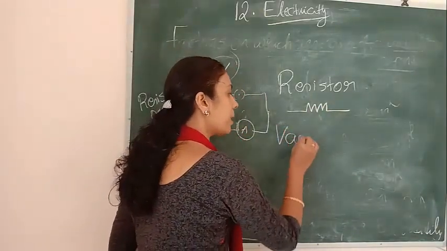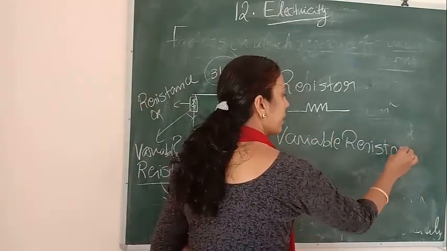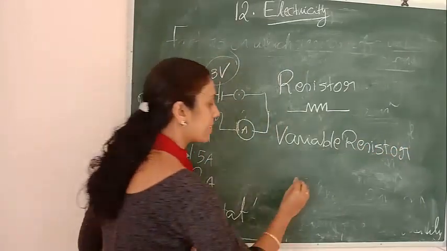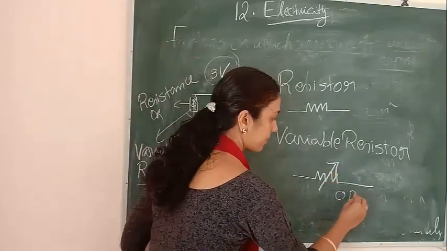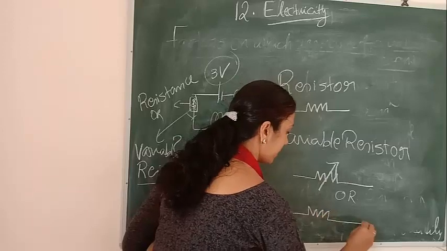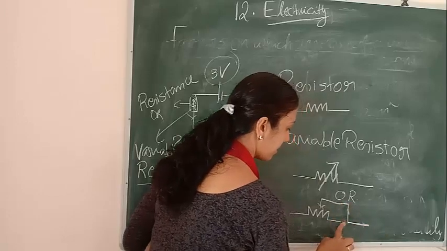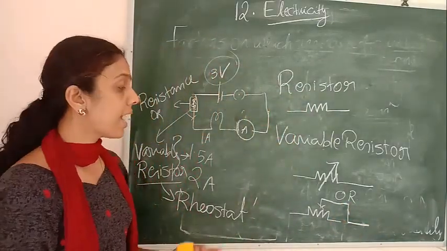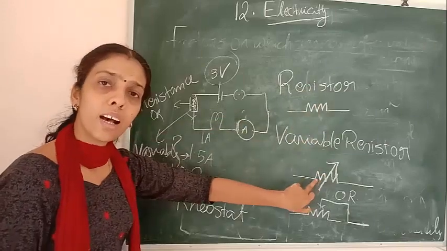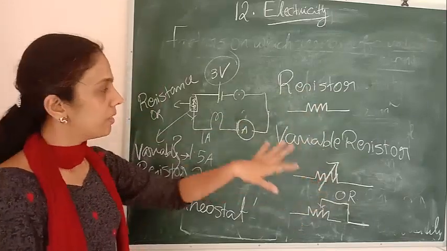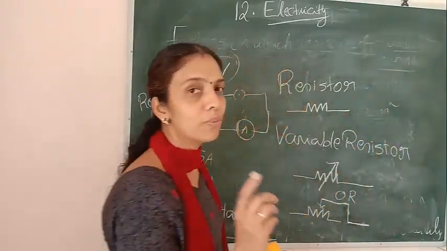If it is a variable resistor, how can we represent it? Like this we can represent. Okay, this is another representation of the variable resistor. So this is a resistor and this is the variable resistor. Okay, clear now?